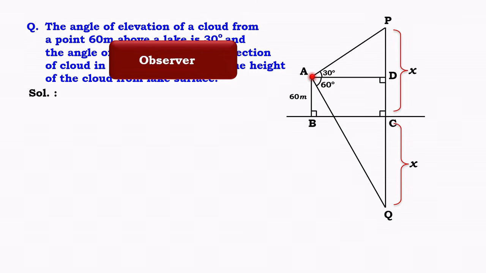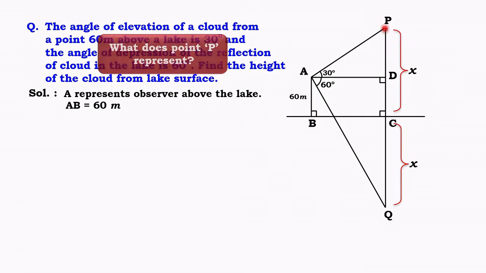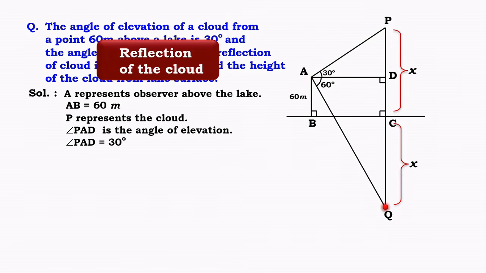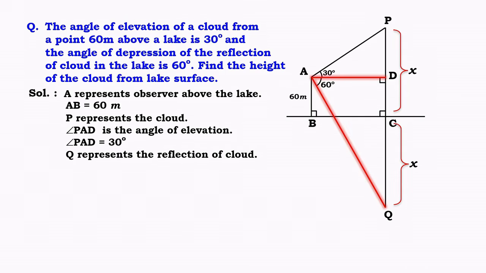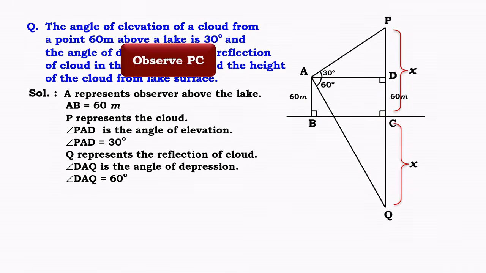Now, let us identify the different points in the figure. Point A represents the observer above the lake, and AB is equal to 60 meters. Point P represents the cloud. Point Q represents the reflection of the cloud. The angle PAD is the angle of elevation, and it is equal to 30 degrees. The angle DAQ is the angle of depression, and it is equal to 60 degrees. Also, ABCD forms a rectangle. Therefore, AB is equal to CD, which is equal to 60 meters.